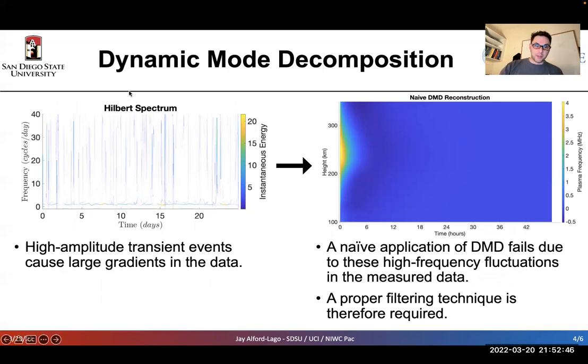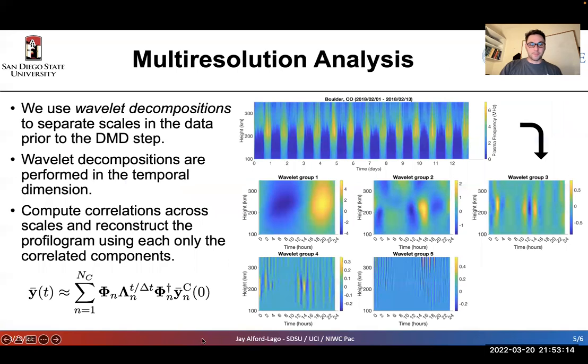You can see this in the Hilbert spectrum of our time series, which is a time frequency plot of the instantaneous energy in the system. And you can see that there's these high amplitude transient events interspersed throughout. And these cause large gradients in the data. And these large gradients are not conducive to that one-step linear best fit that DMD is looking for. So this motivates proper filtering techniques prior to doing anything like DMD.